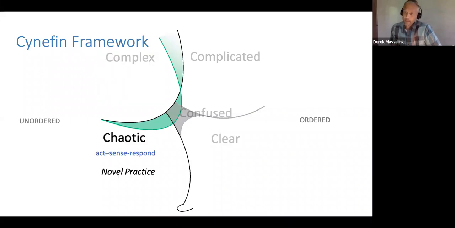In chaotic, when we drop into the chaotic, this is something that we're now experiencing. This is where we have no experience. And in this situation, as Ashley identified, we take action immediately. We try to stabilize the situation so that we can then move it into the complex, into a more complex context, so that we can respond accordingly. So in this situation, we act, sense, and respond. And this is the realm of novel practice. This is the realm of transformative innovations, where we're doing things that we've never done before because we're experiencing something that we've never experienced before.